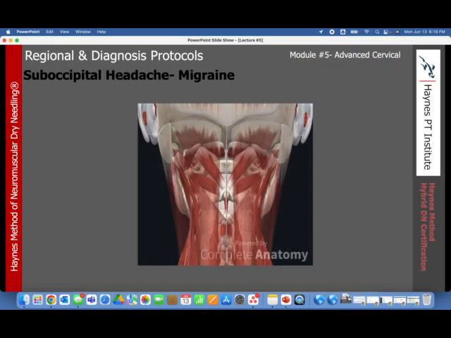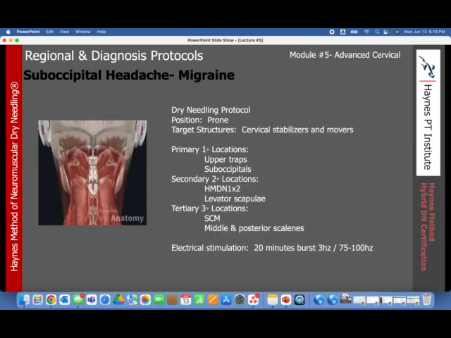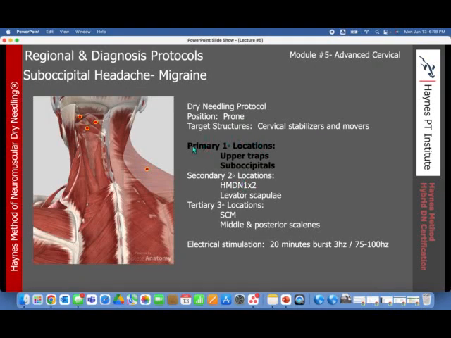So let's start with our suboccipital headache, and here specifically in addition with also the migraine. For the dry needling protocol here, the patient's going to be prone. Our target structures are our cervical stabilizers and the movers. Our primary locations are going to be the upper traps and our suboccipitals. So we have our three approaches to get all four of the suboccipitals.